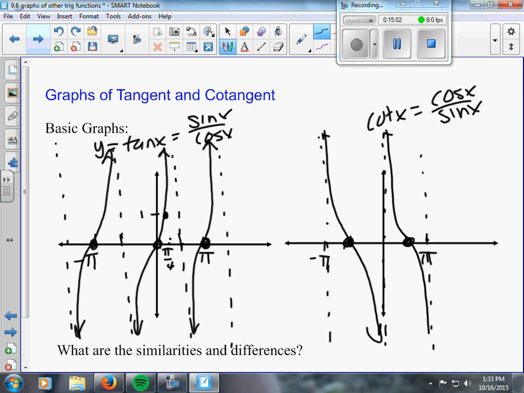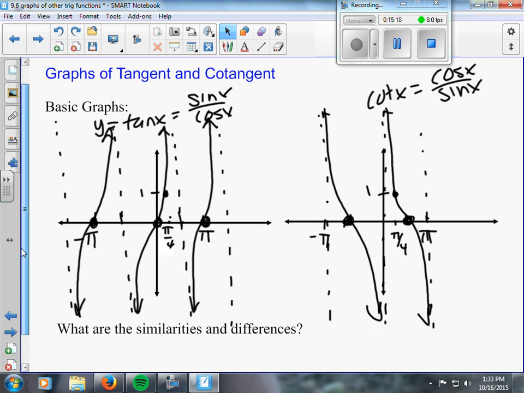Except that instead of increasing, it will decrease. And again, you have a significant point here at pi fourths, or halfway through to the 0. You have the y value 1. And that just gives you a little bit of a scale. And so what are the similarities and the differences?